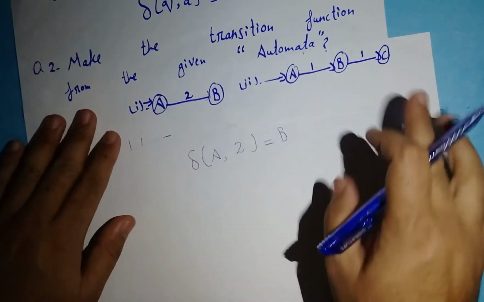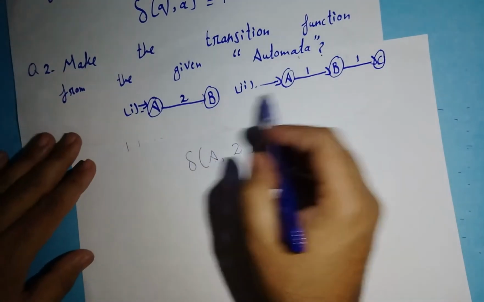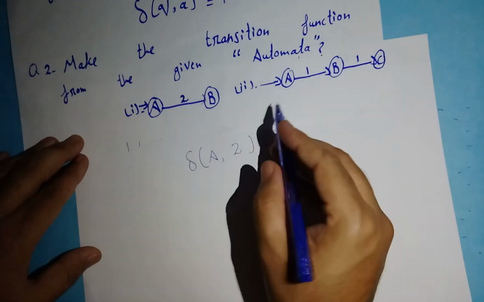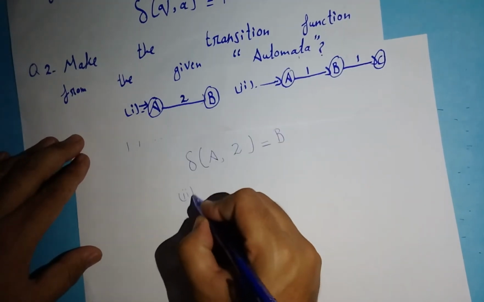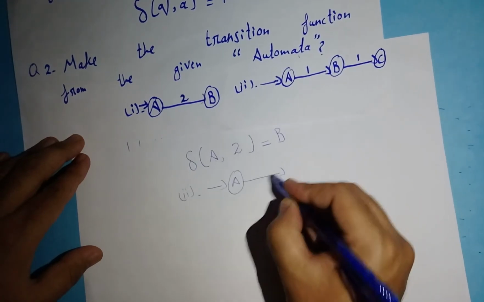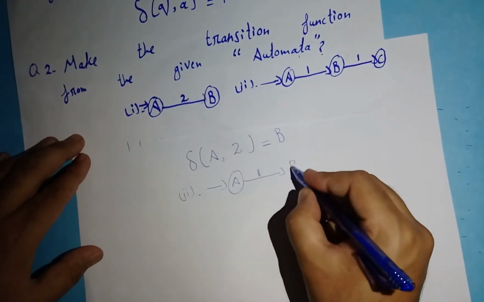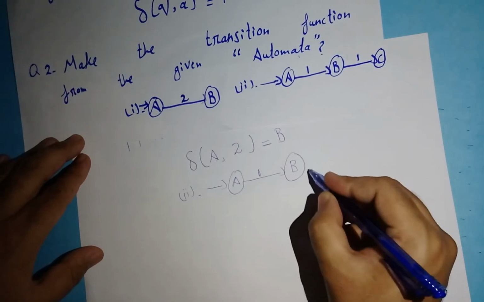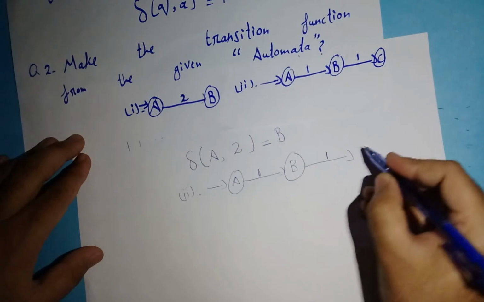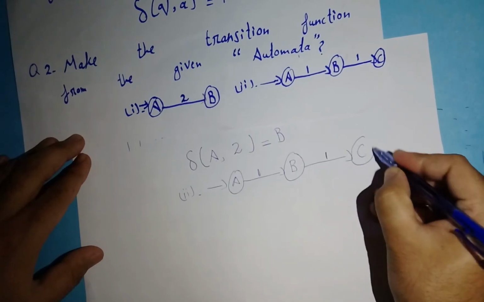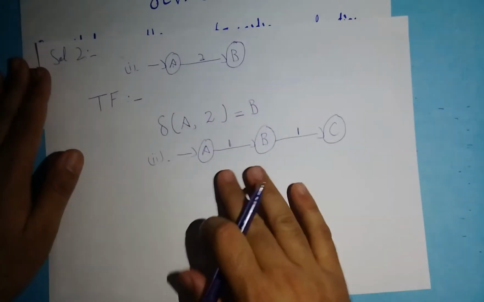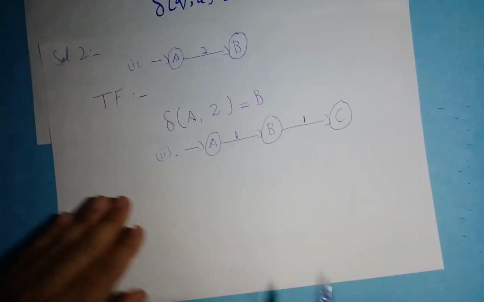Now this is the second automata. I'm going to make the transition function of that automata as well. This is the second automata: state A, then take input 1, then reach state B, then take again input 1 and reach state C. Now I will make the transition function of that automata.